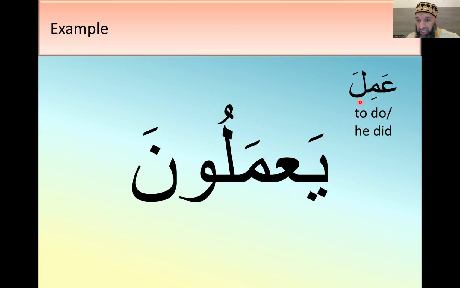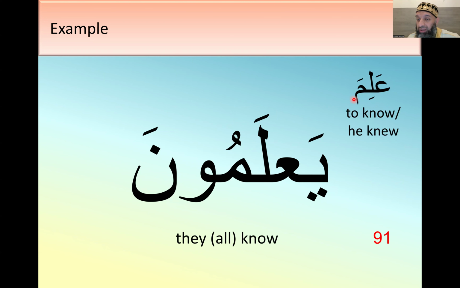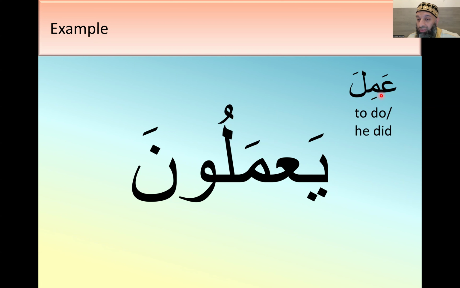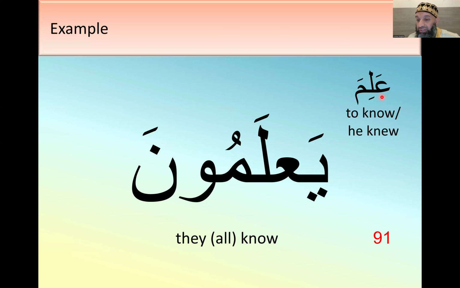Okay, just wanted to share with you something else. In the dictionary, when you look for words like they all knew, you have to look up the root word. So if you want to find the meaning of this to do verb, you have to look in the dictionary for amila, ain, mim, lam. But I've got a question for you. Which one comes in the dictionary first, alima or amila? Alima, isn't it? Because lam comes before mim.